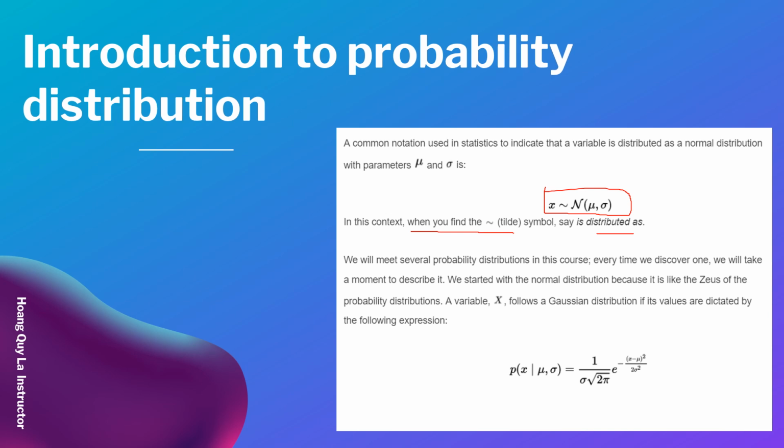A variable x follows the Gaussian distribution if its value is dictated by the following expression. p(x | mu, standard deviation) equals 1 divided by standard deviation times the square root of 2 pi, times e to the power of negative (x minus the mean) squared divided by 2 times standard deviation squared.